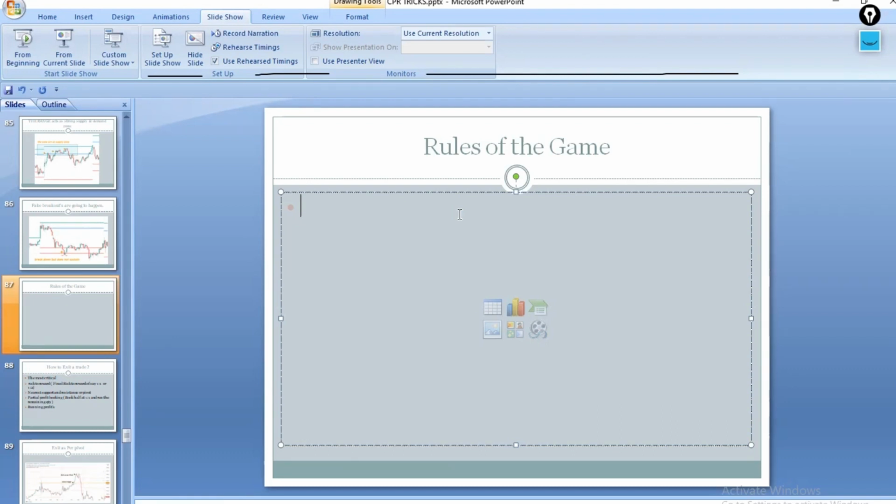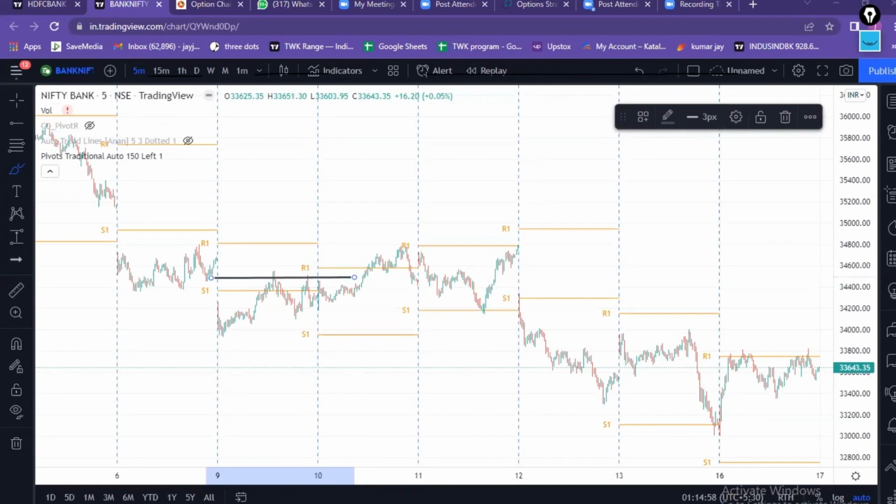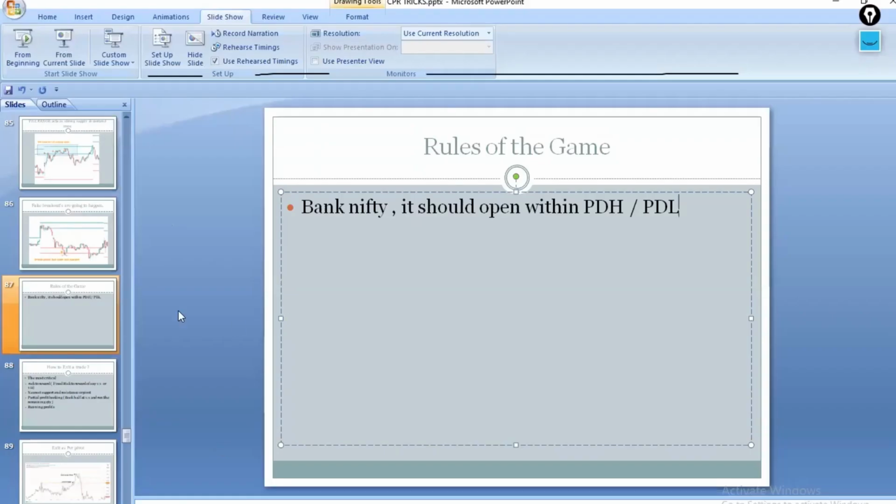So what is the first rule? That Bank Nifty should open within PDH and PDL. What does it mean? I'll just take you to the chart over here. Let me take you to the PPT only, because there we have shared a better example.